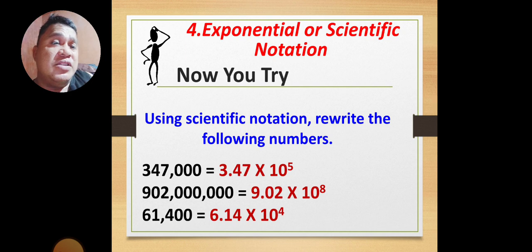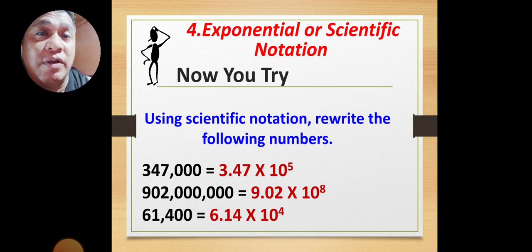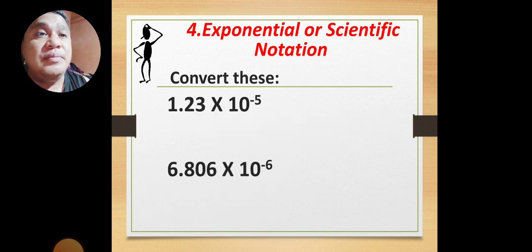Using the scientific notation, we write the following: 347,000 should be 3.47 times 10 raised to the power of 5. And 61,400 is 6.14 times 10 raised to the power of 4. Okay, that's what we're trying to remember. And always choose a number that is between 1 and 10.